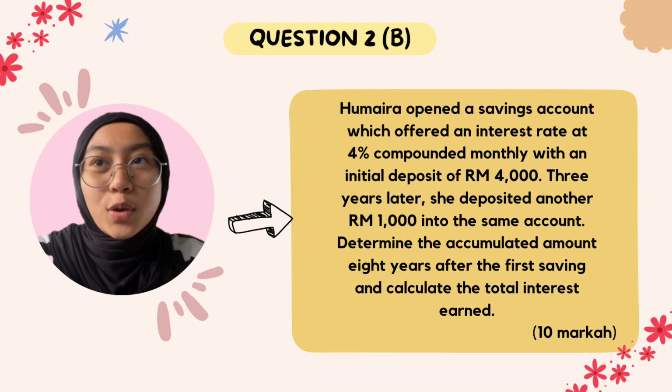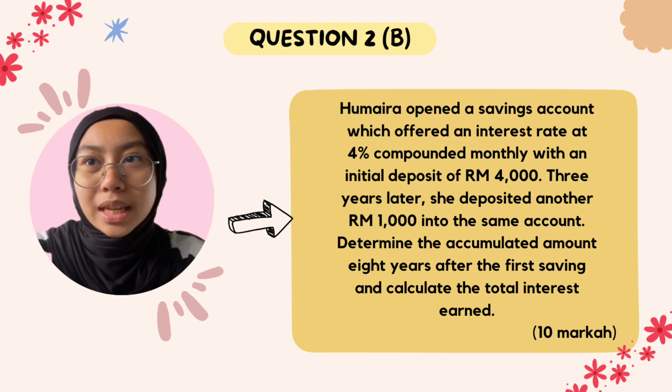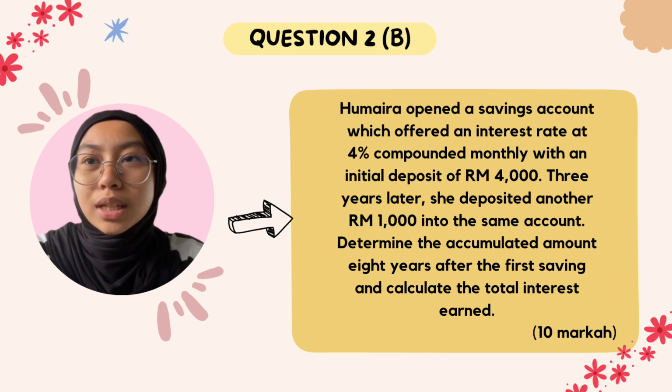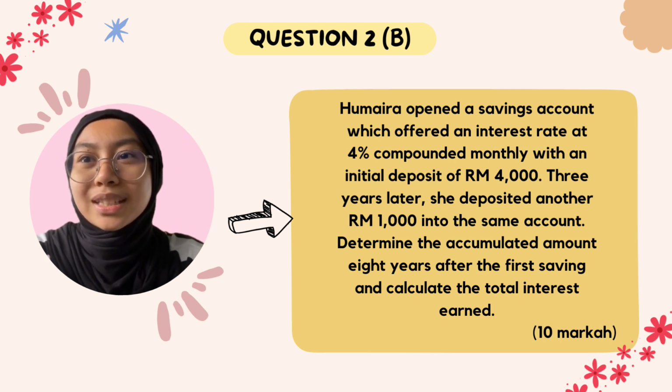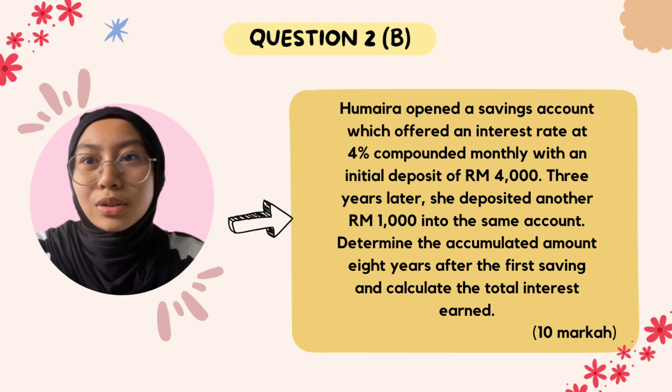Question 2b. Humaira opened a savings account which offered an interest rate of 4% compounded monthly with an initial deposit of 4,000 ringgit. 3 years later, she deposited another 1,000 ringgit into the same account. Determine the accumulated amount 8 years after the first saving and calculate the total interest earned.